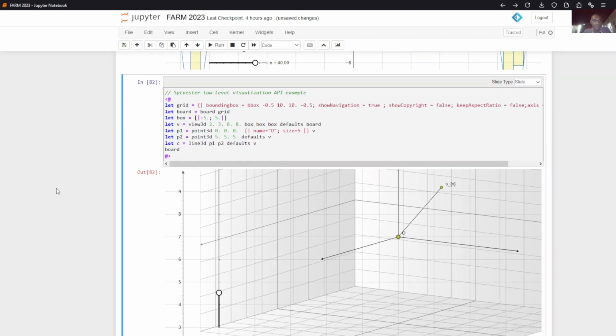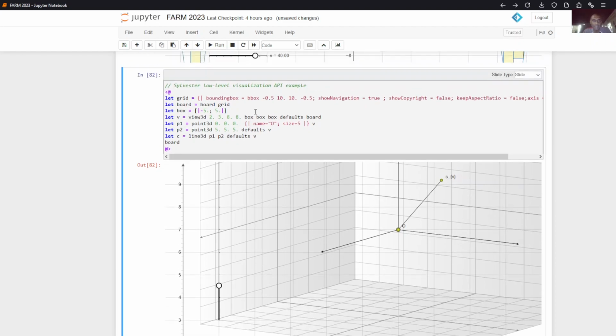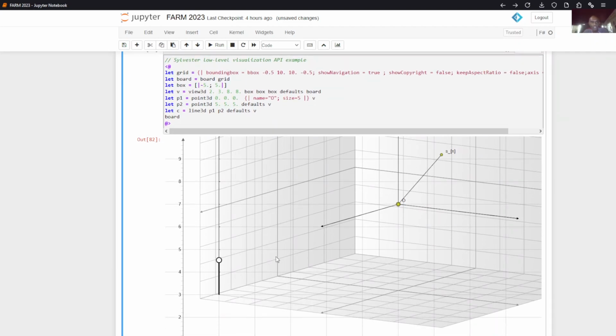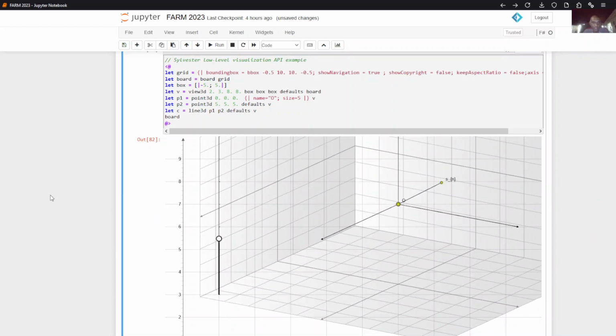Here's another example of using the JSXGraph interface. In this case, we're actually doing 3D. So this is a 3D line. JSXGraph has 3D capabilities as well, so we can also visualize things like 3D vectors.